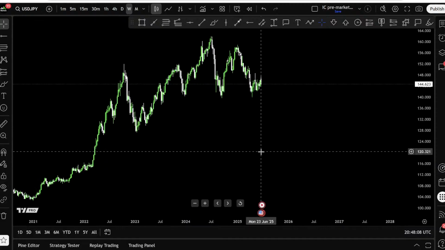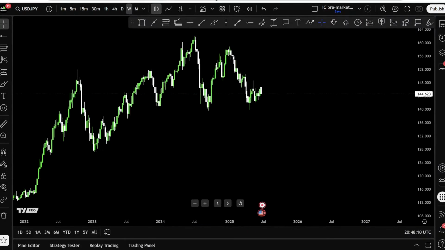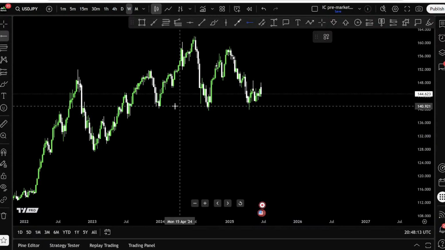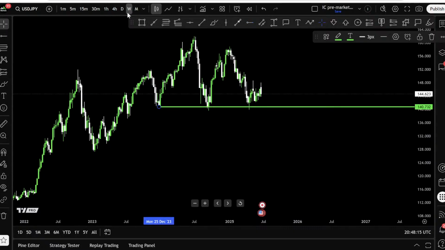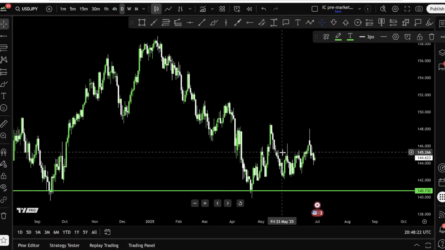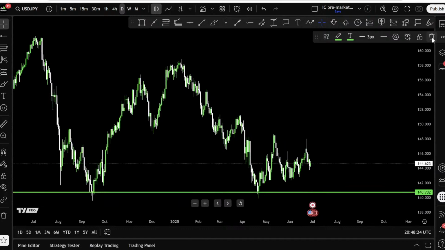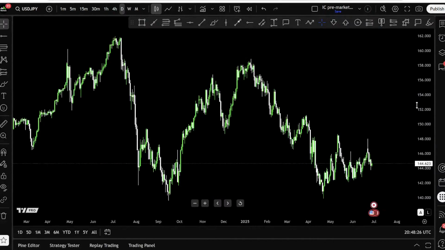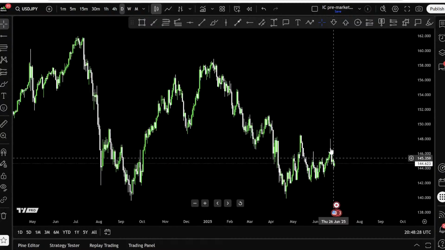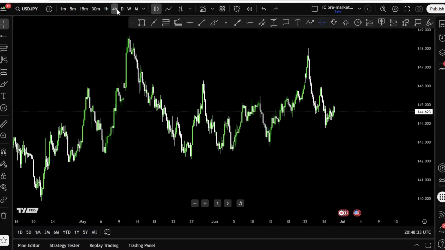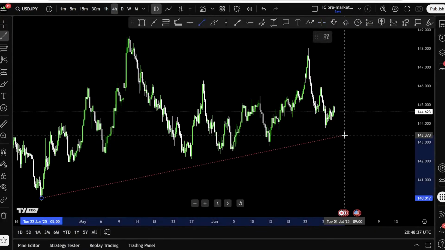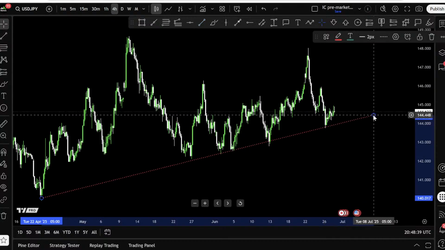Okay, so on our weekly time frame, overall pretty bearish despite this recent rebound here. Okay, but let's look at our daily time frame. Okay, still kind of bearish. You can see prices dropping here. Okay, and now on our 4-hour time frame, we have prices moving in this ascending trend line.